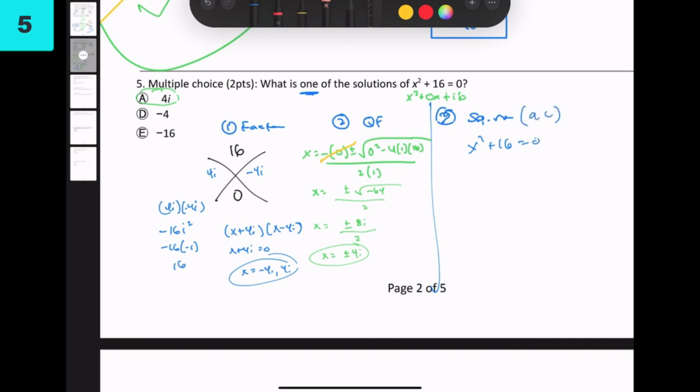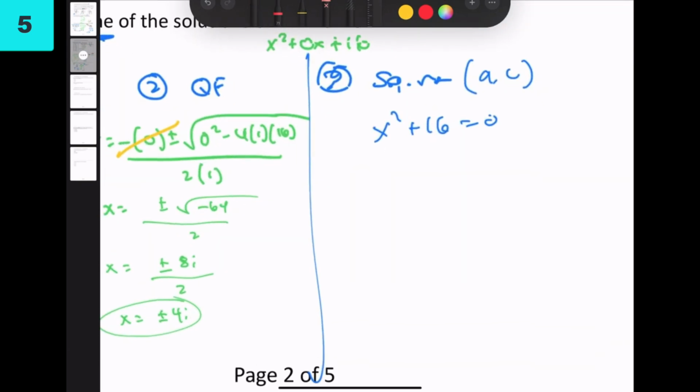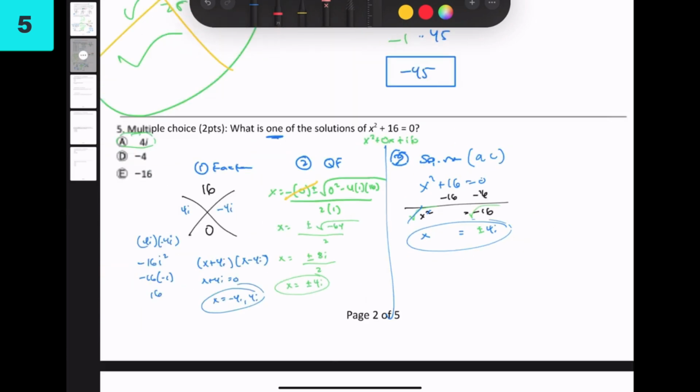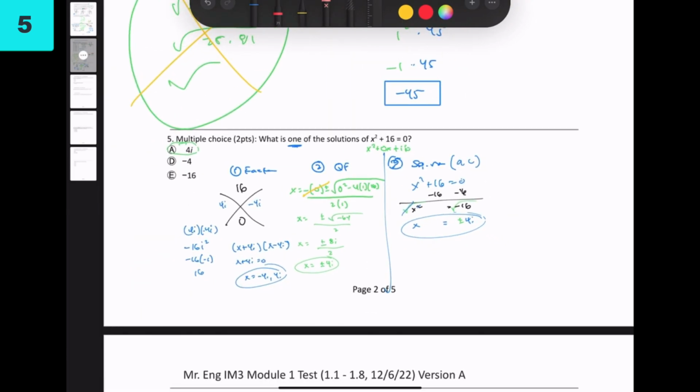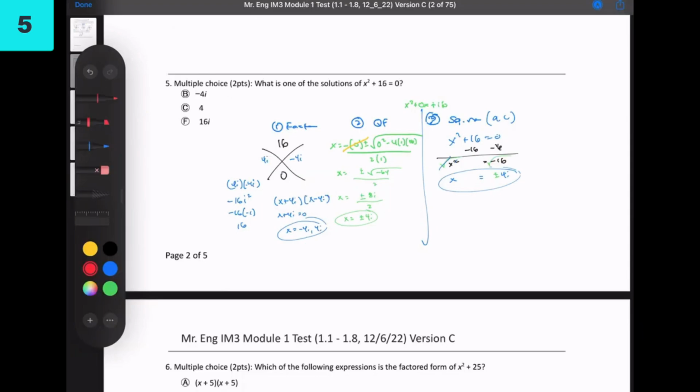The square root method, or square root property, is only when you have a and c. Subtract 16 from both sides. Take the square root. When you take the square root, your next step is going to be plus or minus. These cancel. X equals plus or minus 4i, and that'll be your two choices there. Okay, with the 3 different methods of factoring, quadratic formula, or the square root method, you'll notice that our answer would have to be B, negative 4i.